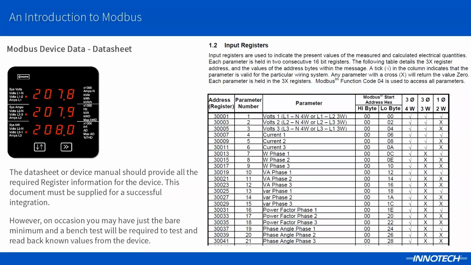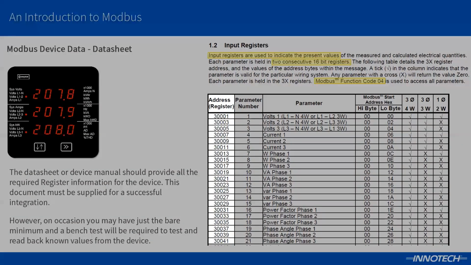When examining the device datasheet, you should notice keywords and descriptions that explain how to read or write to a value. In this case, the datasheet advises that the registers used are input registers that are held in two consecutive registers. This is actually a 32-bit register, as the two 16-bit values are provided and combined, they produce the 32-bit value, which we will cover later.